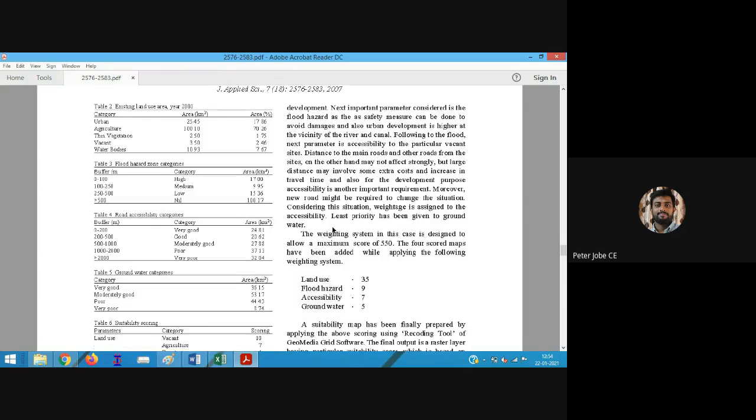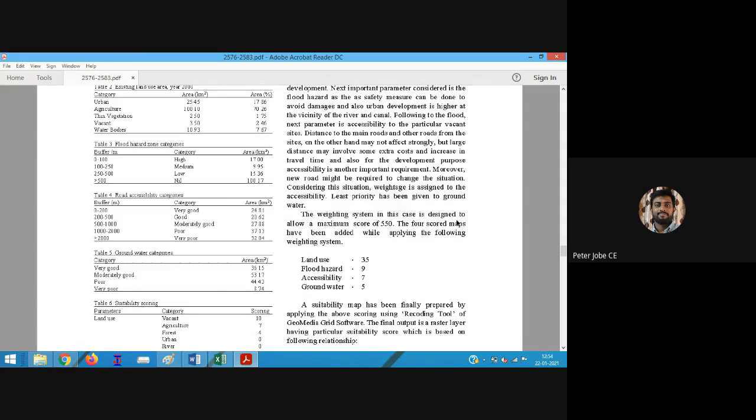Moreover, new roads might be required to change the situation in those cases where there are some vacant sites and we are shifting people to those sites, etc. So the weighting system in this case is designed to allow a maximum score of 550. The 4 score maps have been added while applying the following weighting system. For land use, the weightage given is 35. For flood hazard, the weightage given is 9. For accessibility of roads, the weightage given is 7. For the availability of groundwater, the weightage given is 5. So you can see which has more weightage. Obviously, land use has more weightage.